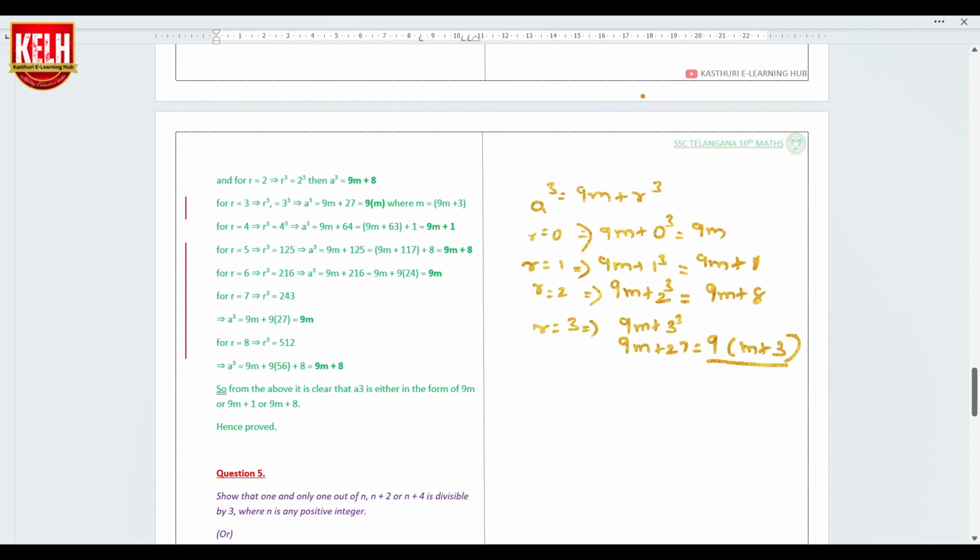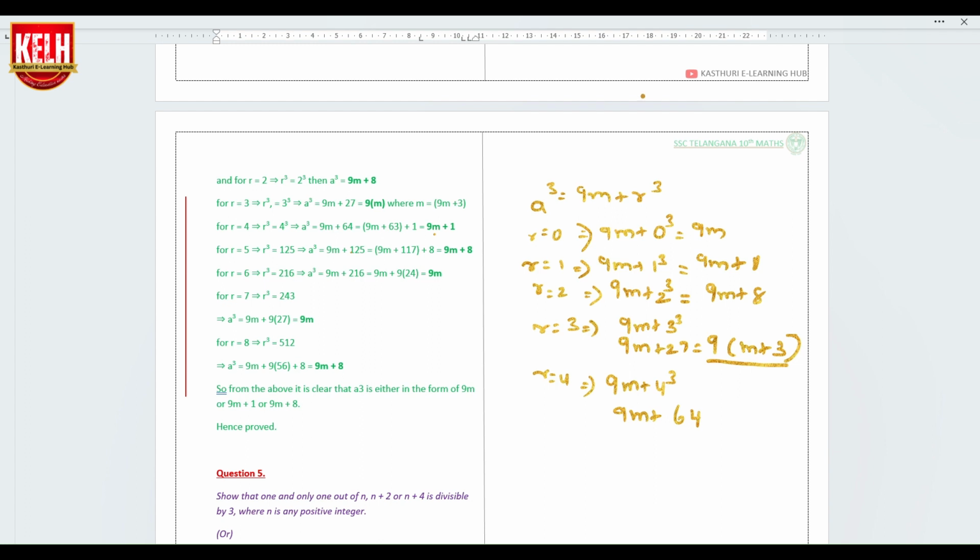Okay, and then if you see, if r equal to 4, 9m plus 4 cube will give you 9m plus 64. So that we are writing as 9m plus 63 plus 1. That is 9 into m plus 7 plus 1. That is coming in terms of again 9m plus 1. Again for 5, if you do, 9m plus 125. 125 if you split it, you can get 117 plus 8. So you again get 9 into m plus 117, which will give you 9m plus 8.